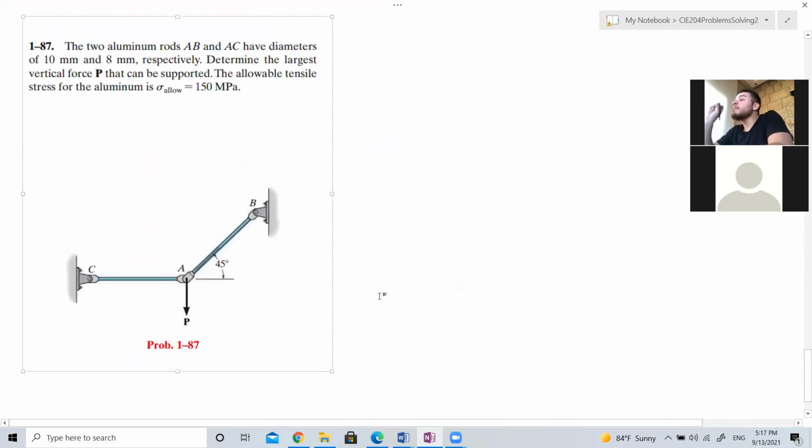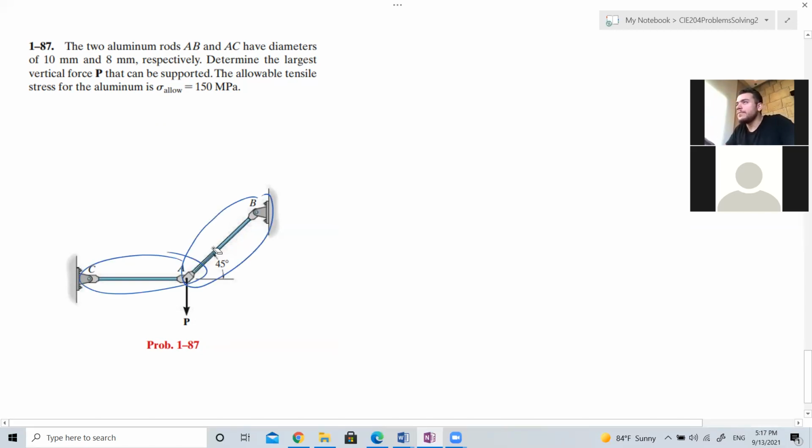This is a very important exercise, a bit advanced. It's not very difficult, but it has something new that we have to discuss. Okay, here you have two aluminum rods, AB and AC, having diameters of 10 millimeters for AB and 8 millimeters for AC.